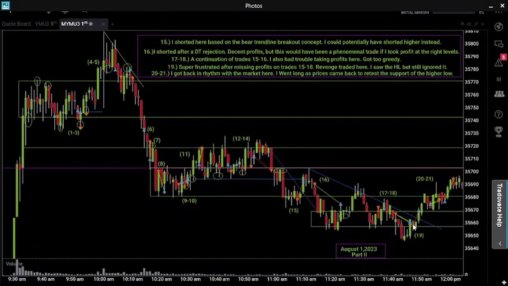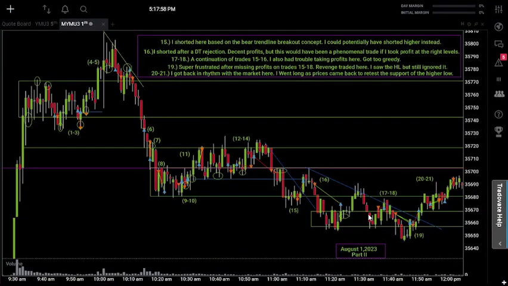So let's look at trade number 19 right here from August the 1st. So if we look at 17 and 18, hold on, let's go back to 16 actually. On 16, I shorted after a double top rejection. I had decent profits, but this would have been a phenomenal trade if I took profits at the right levels. I should have taken profits at the bottom of the zone, but I got a little bit greedy. I still was able to get decent profits on it, but to me this trade was a failure because I could have gotten almost double my profit target if I wouldn't have been so stubborn. But that's all good, that's something I can learn from.